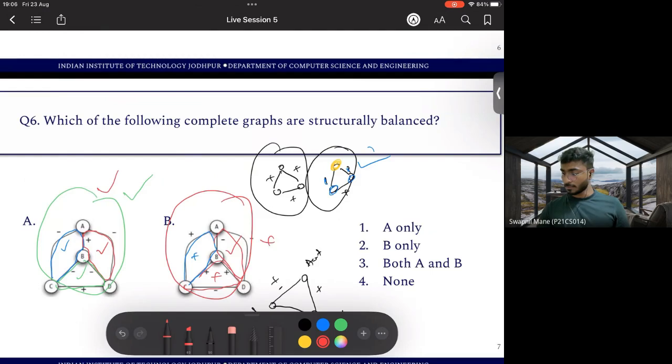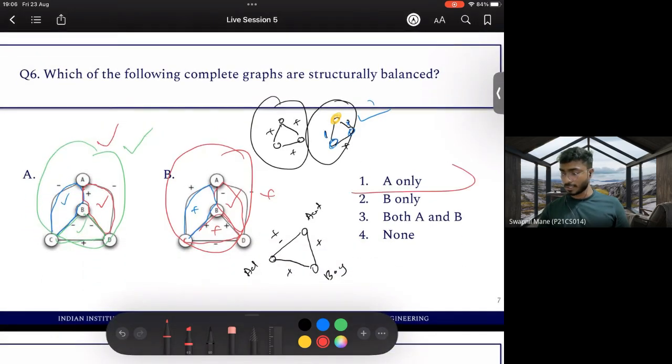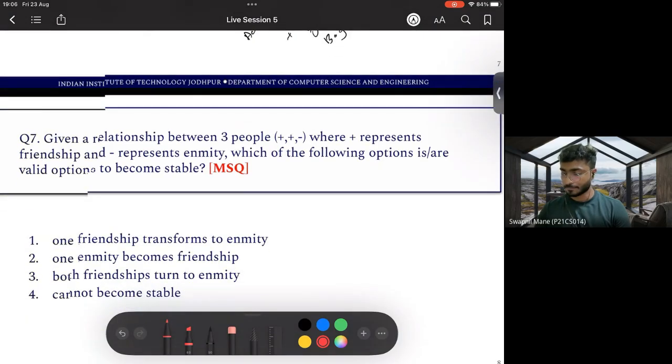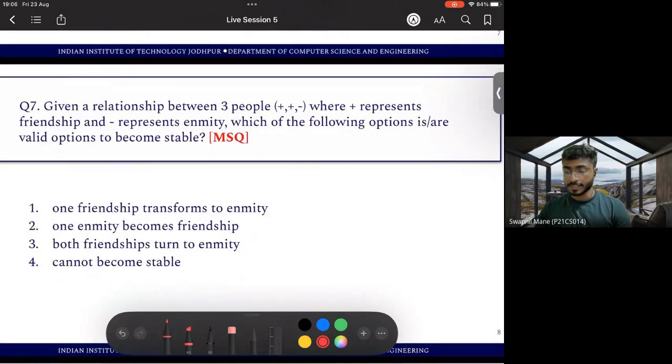So which of the following complete graphs is structurally balanced? Only A, right? I hope you understood. Let me know if there are any doubts or confusion. I will recall that.